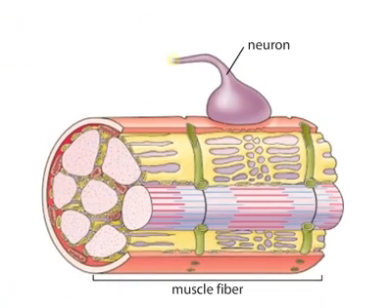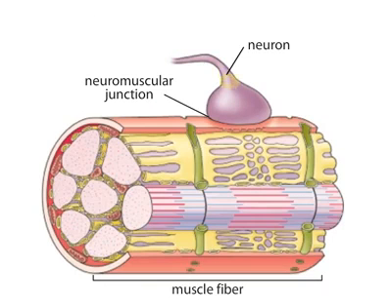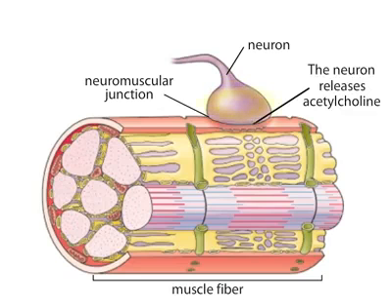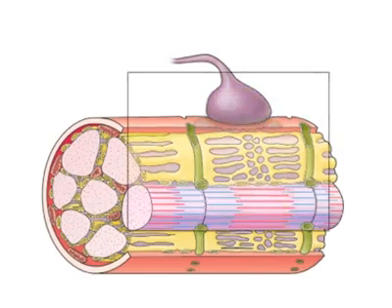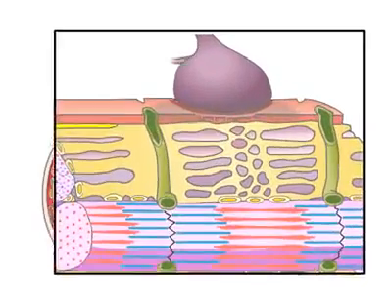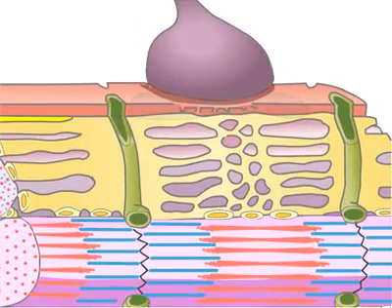Contraction is triggered when an action potential in a somatic motor neuron reaches the neuromuscular junction, the junction between the neuron and the skeletal muscle. Depolarization of the axon terminal causes the release of the neurotransmitter acetylcholine into the synaptic cleft between the neuron and muscle. The neurotransmitters trigger the muscle fiber to fire an action potential of its own.